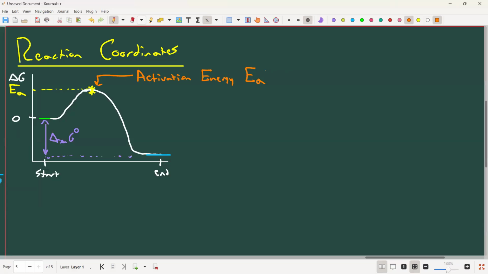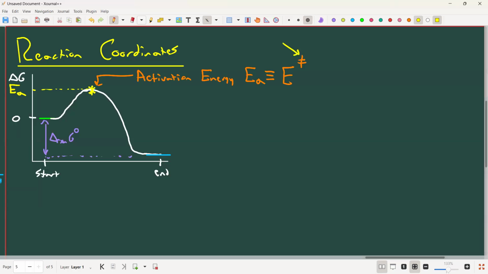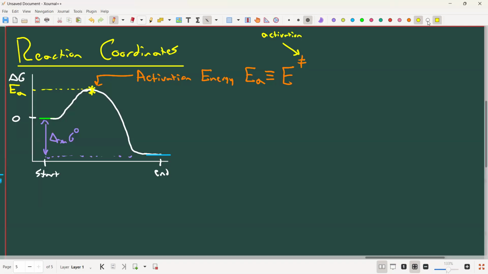I might call it E sub A. I may sometimes call it E double dagger. Anytime you see that, this means activation. And sometimes I might call it delta G double dagger. It just depends on the energy function that I choose. So sometimes you see it with a little a, sometimes with a dagger. Anytime you see a double dagger or E sub A, that usually means activation energy. It's the energy of this point.